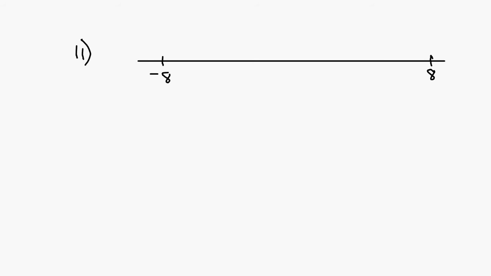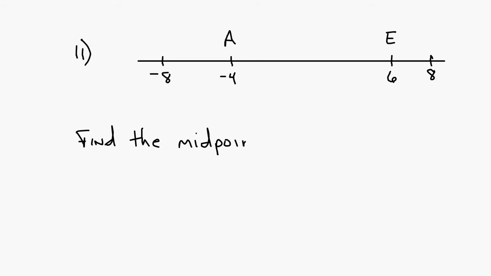Number 11. You're going to be given a number line. On that number line, it starts at like -8, and it goes all the way to +8. The points of interest here are going to be point A, which is at -4, and point E, which is at 6. And they ask you to find the midpoint of AE.